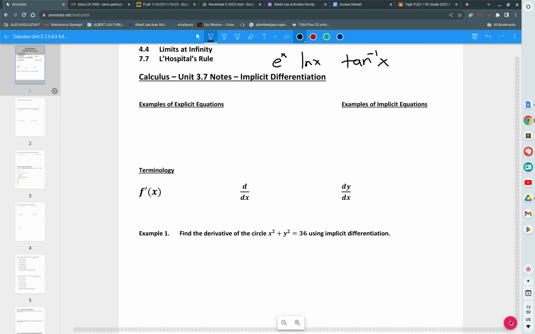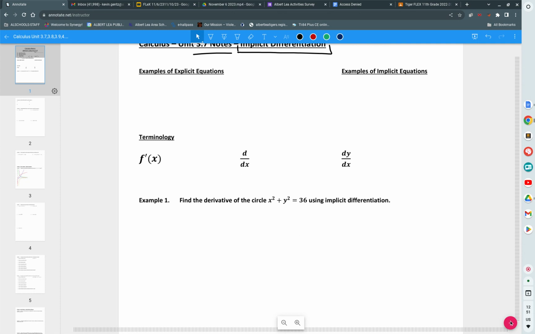And in this section today, we're going to do what's referred to as implicit differentiation. Okay, so that's our goal for the day in 3.7: implicit differentiation. So just to get us started, here are examples of explicit equations versus implicit equations.